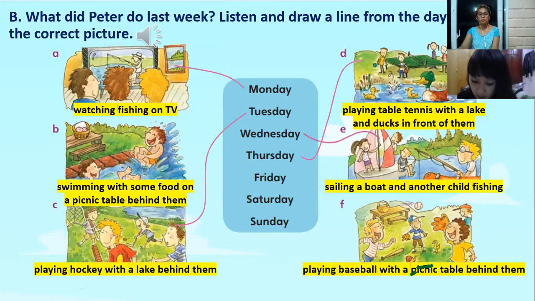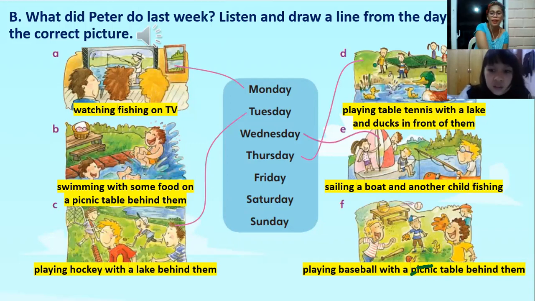On Friday, Peter played baseball with a picnic table behind them. Okay, on Friday, they played baseball with a picnic table behind them. This is the picnic table. This is the place they were going to eat. Okay, now, how about Saturday?